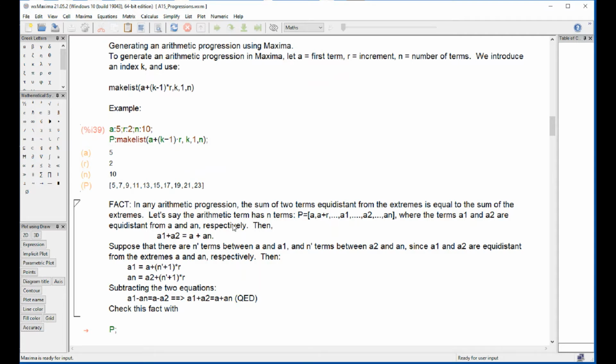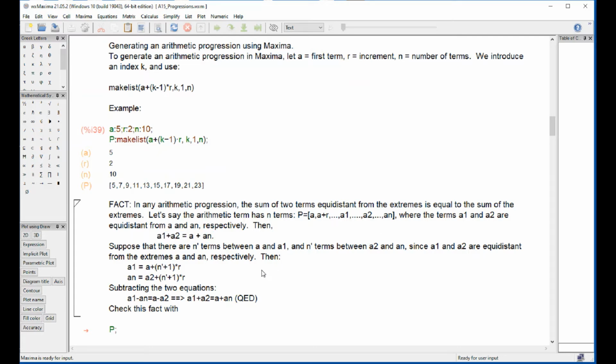In an arithmetic progression, the sum of the two terms equidistant from the extremes is equal to the sum of the extremes. For example, if you have a first term a, and then the second one is a plus r, and then there's this term a1, which is at a certain distance in number of elements from a, and then you have this term a2, which is at the same distance from the last element an. It turns out that if you add this term plus this term, it's the same as adding the first term of the progression and the last one.